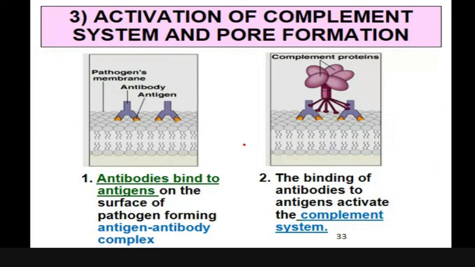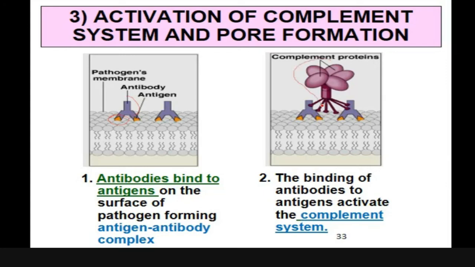The third interaction is by activation of complement system and pore formation. Okay, first antibodies will bind to the antigen on the surface of the pathogen. It will form antigen-antibody complex. And this is the antigen surface. This is the antibody, the purple is the antibody. So the antibody binds to the antigen, forming antigen-antibody complex.